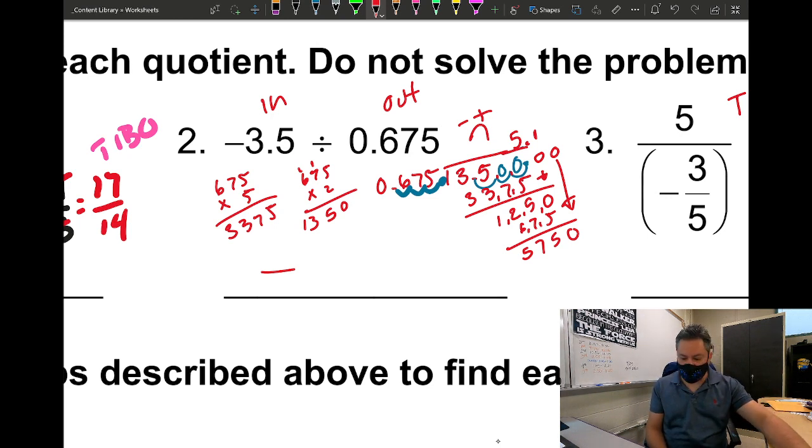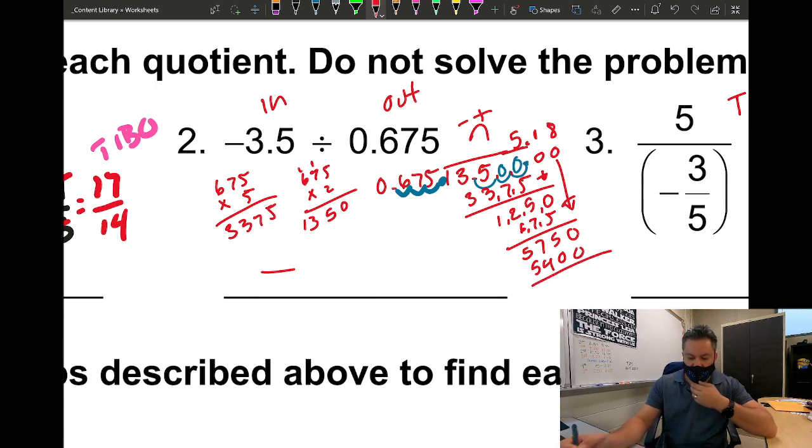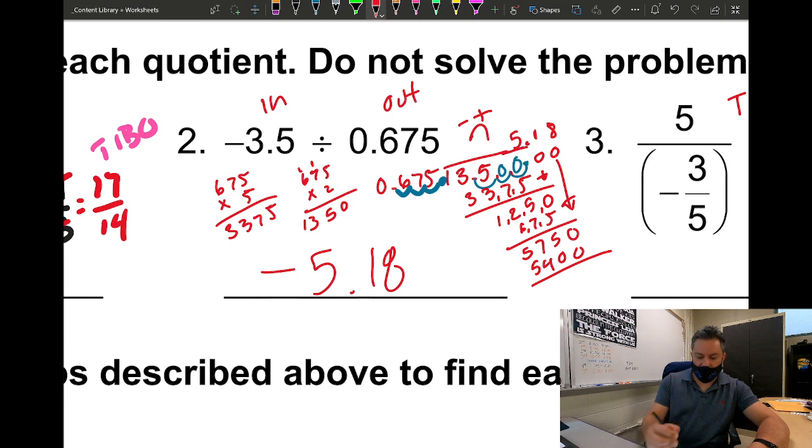Let's just go ahead and finish this up. Hundreds. So it's going to be 8 times. 8 times 675 gives me 5,400. You subtract, and I'm just going to stop right there. So my answer for this one is going to be negative 5.18 for that one, right?